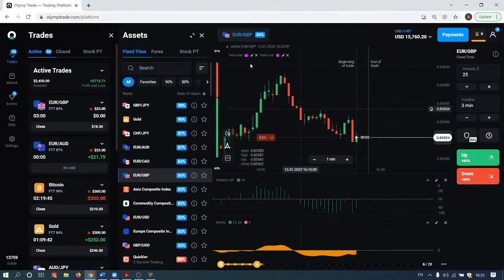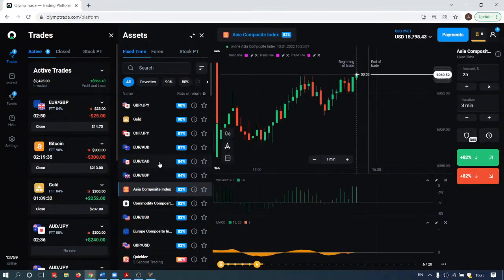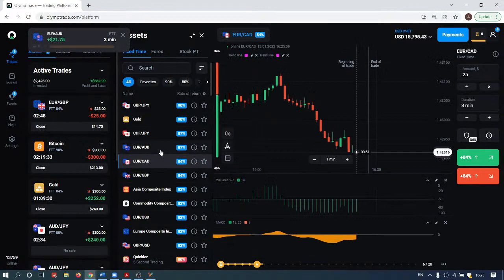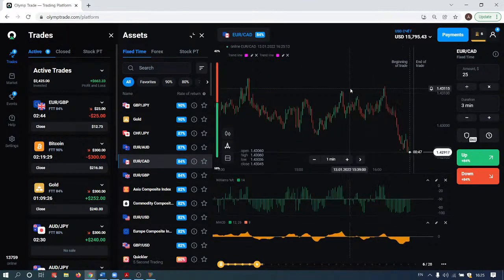Let's give it a try. The euro against the GBP, so against the British pound, a signal in a downwards direction here. And well, the euro CAD.